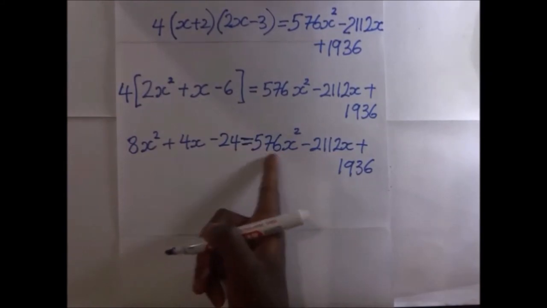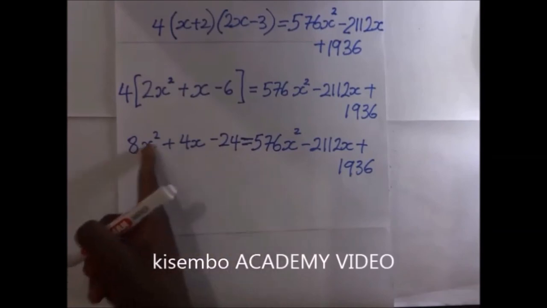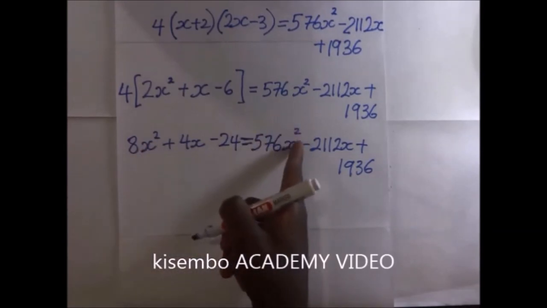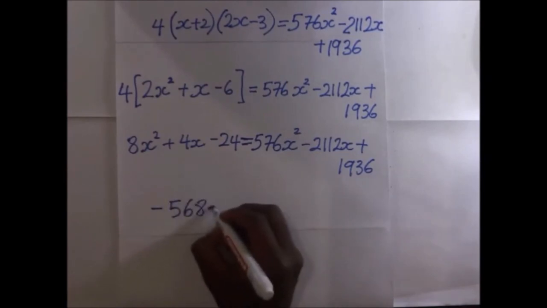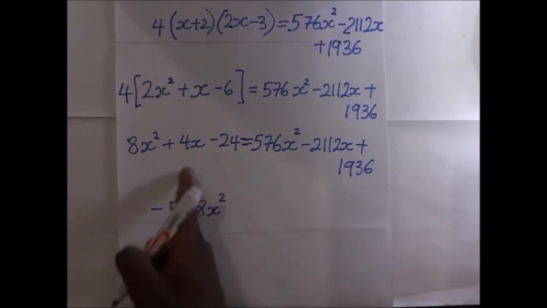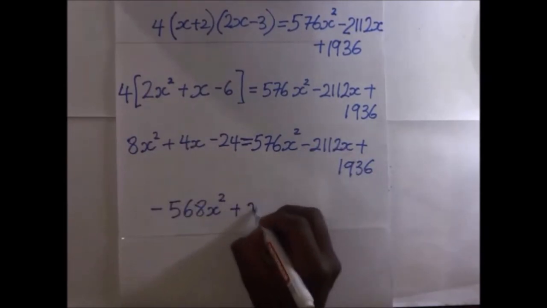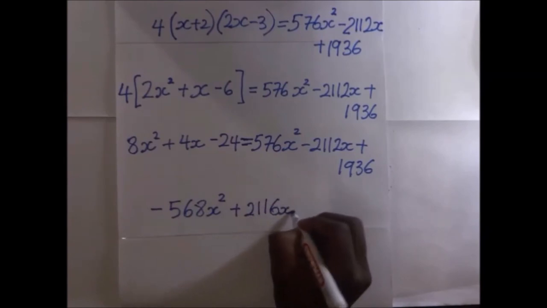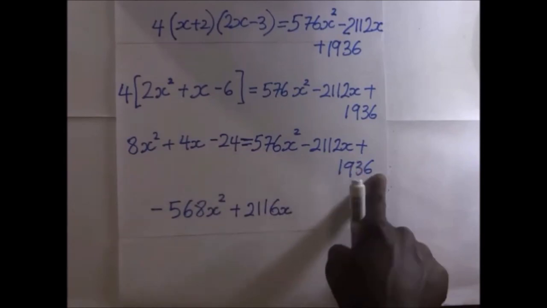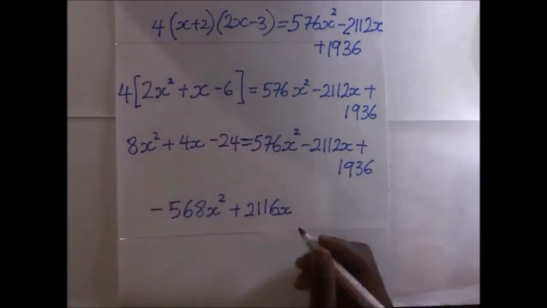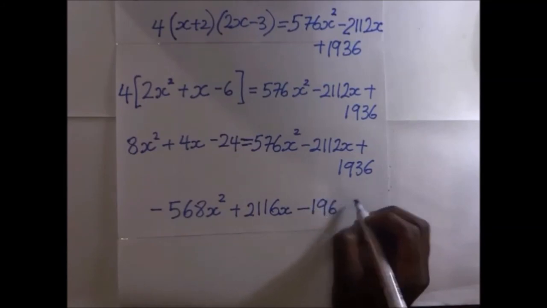So we merge this 576 and that. 8x squared minus 576x squared is going to give us minus 568x squared. Then 4x plus 2112x is going to give us plus 2116x. Then negative 24 minus 1936, because we are putting it this side, is going to give us minus 1960.